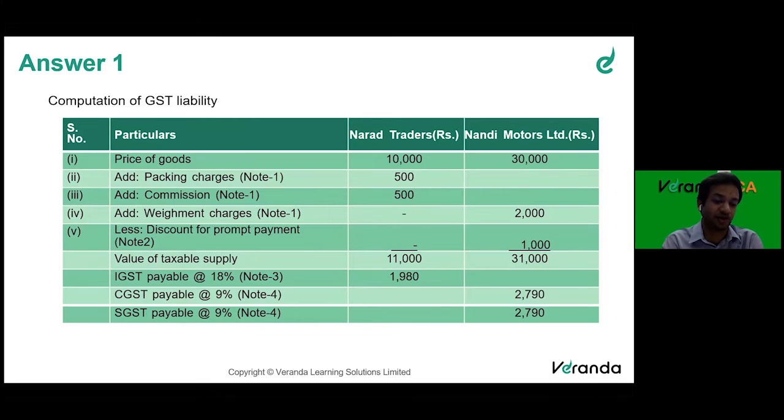The rate of GST given in the question is 18%. We saw that Nara Traders is located in Gujarat, so it's an interstate supply. I will have to charge IGST. So 18% IGST on 11,000 rupees comes to 1,980. And Nandi Motors is in the same state, Maharashtra, so I will have to charge 9% CGST and 9% SGST. So 9% on 31,000 comes to 2,790 CGST and 2,790 SGST. So I will have to pay this much tax to the government as that month's liability.